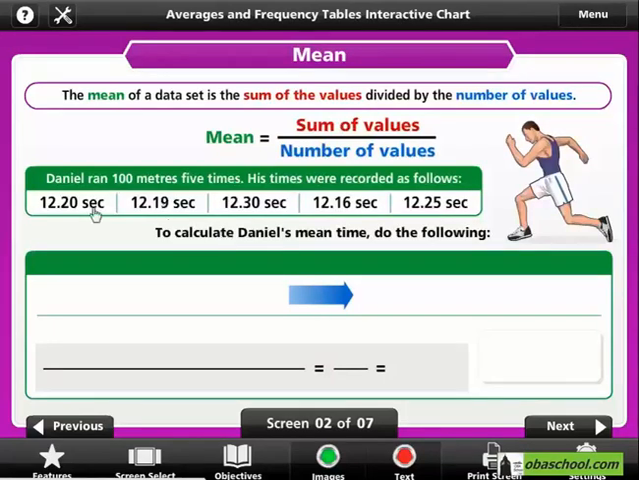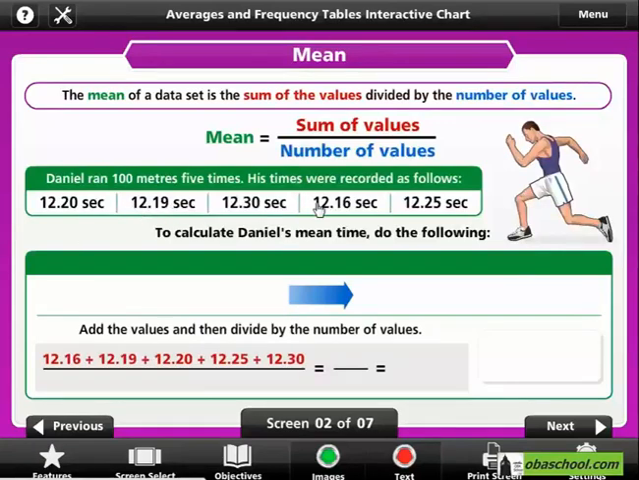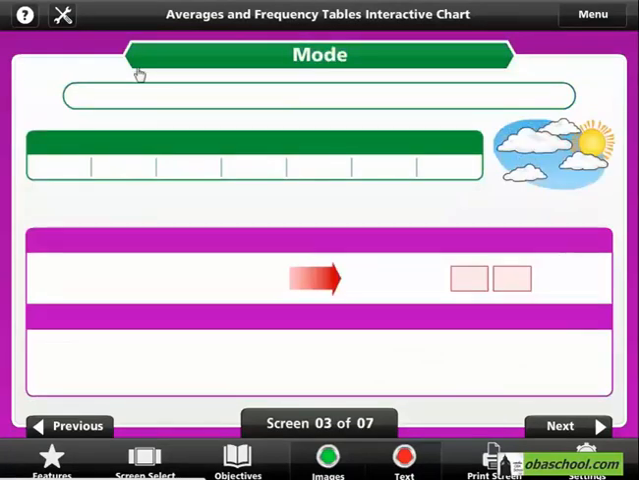To calculate Daniel's mean time, do the following. First of all, you're going to have to add the values since we need the sum. So all of these times are going to be added: 12.2, 12.19, 12.30, 12.16, and 12.25, all added together in order to reach the sum of values. Now, we're going to have to divide by the number of values. How many values do we have? He ran it 5 times. So we divide by 5, and the fraction is going to be 61.1 divided by 5, and finally you'll get the answer.